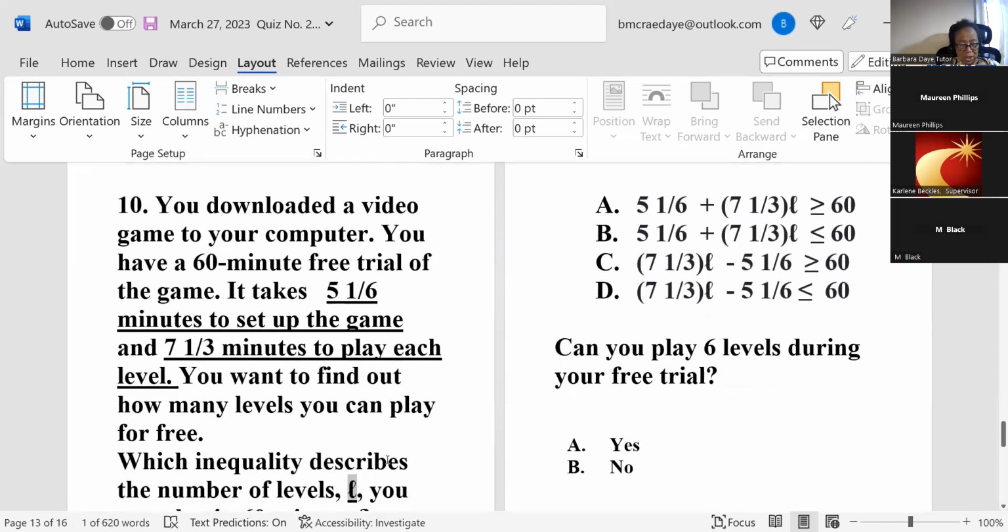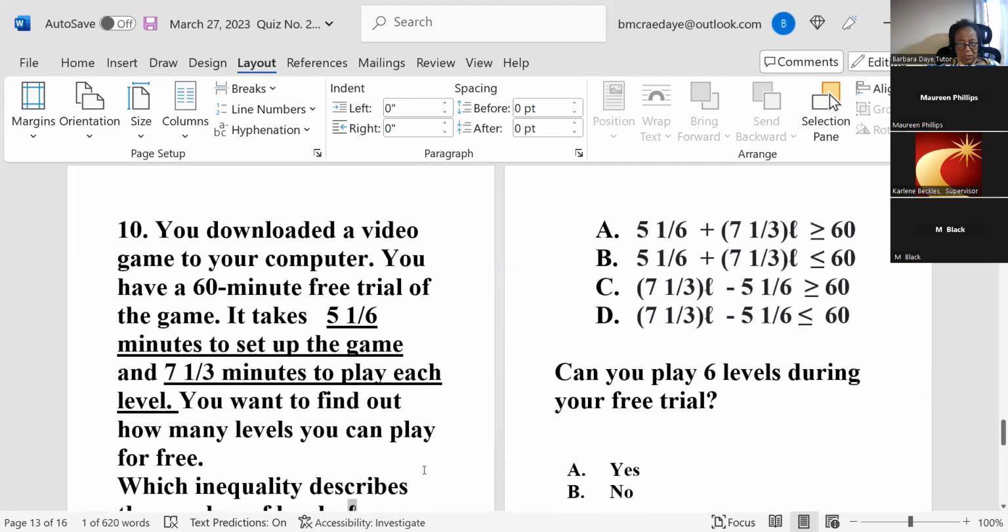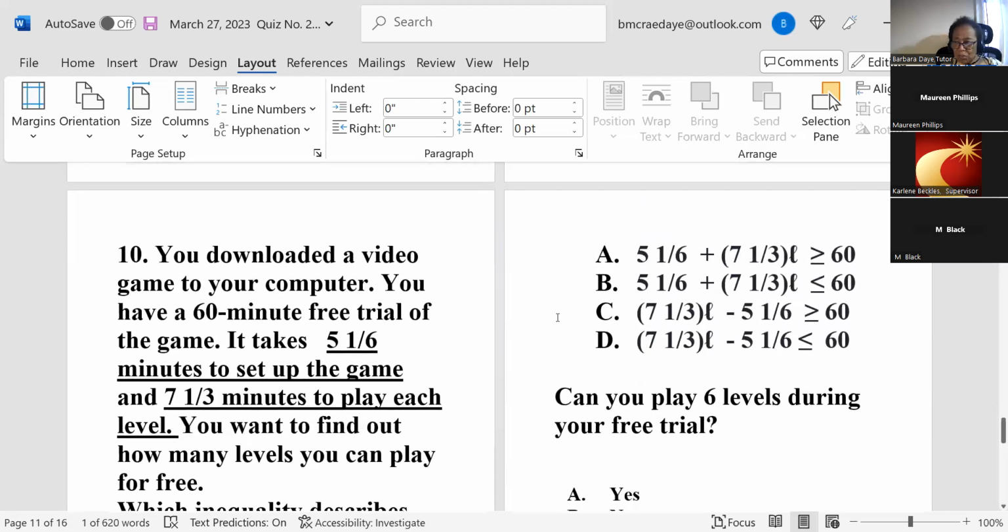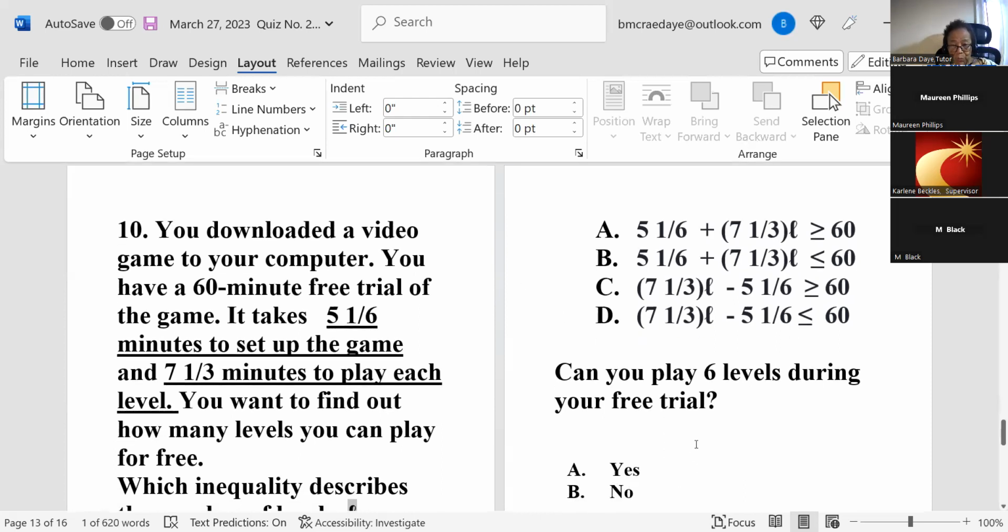Well, that's why it says which inequality describes the number of levels. Okay. Because Maureen answered it, right? Five and 1/6 plus that. Because Maureen said C and B. Now, Maureen, you said C and B. In other words, you said C and then you said B. But remember, Maureen, that 5 and 1/6 is the fixed amount. So you said 7 and 1/3 L minus. You've got to add that setup minutes to the other. So it can't be C or D.